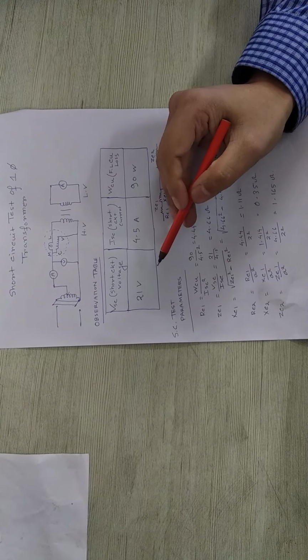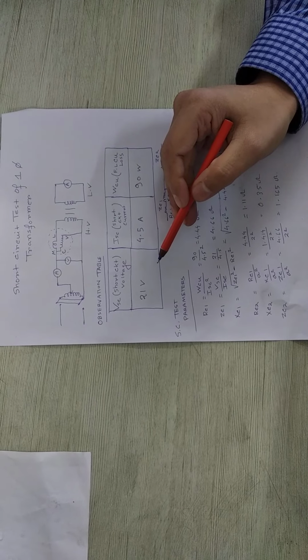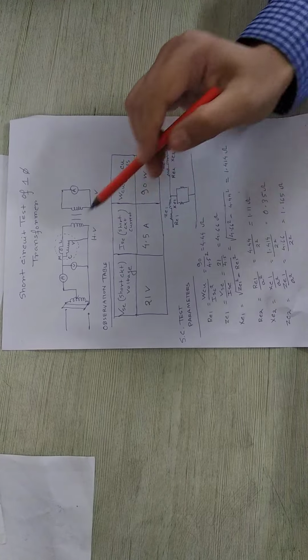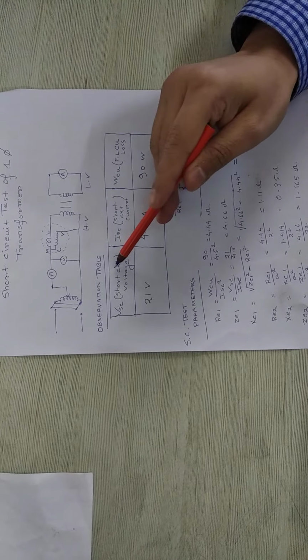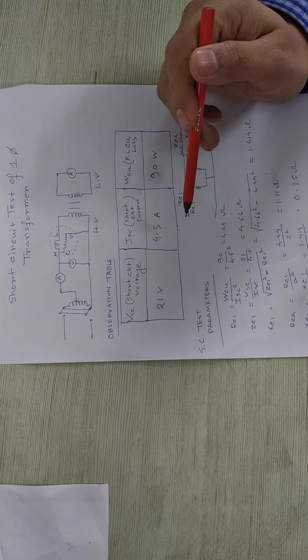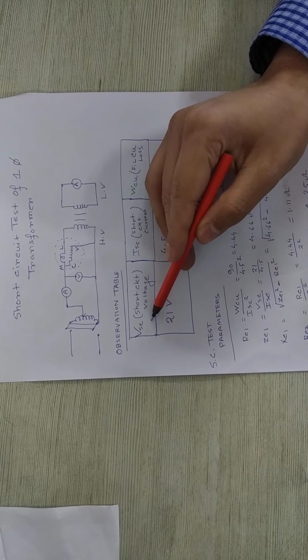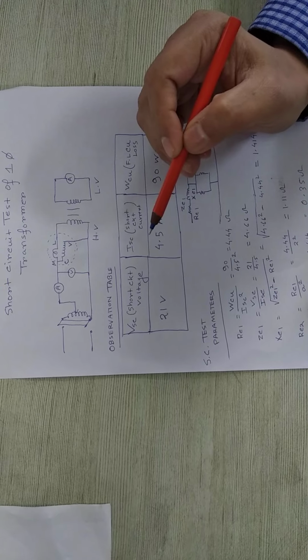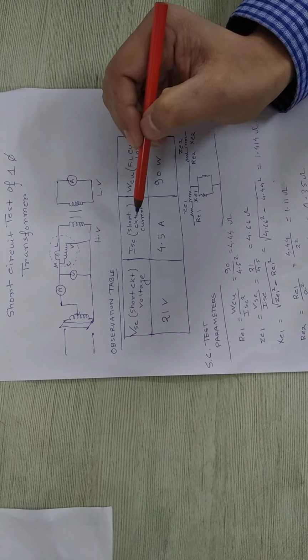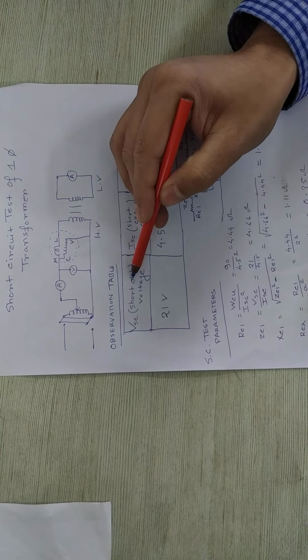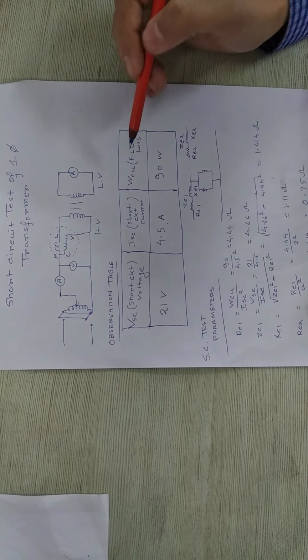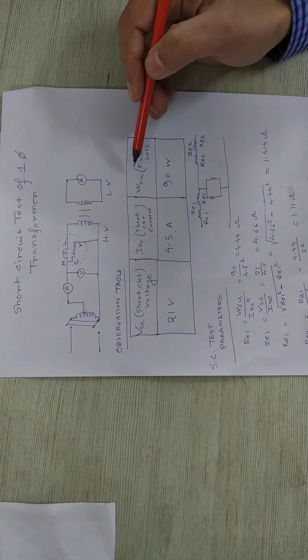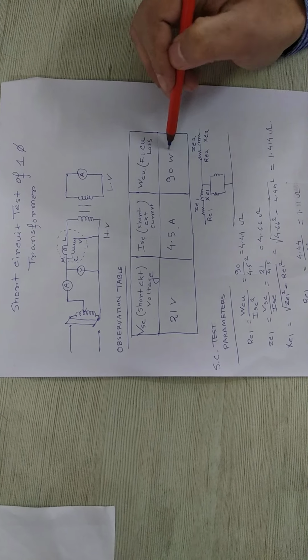So in our previous video lecture, we performed the short circuit test, and you can see the circuit diagram of the short circuit test, and that is the observation table of the short circuit test. So that is the VSC, that is 21 volt, ISC, that is the short circuit current, VSC is the short circuit voltage, ISC is 4.5 ampere, and the WCU, that is the full load copper loss, that is 90 watt.